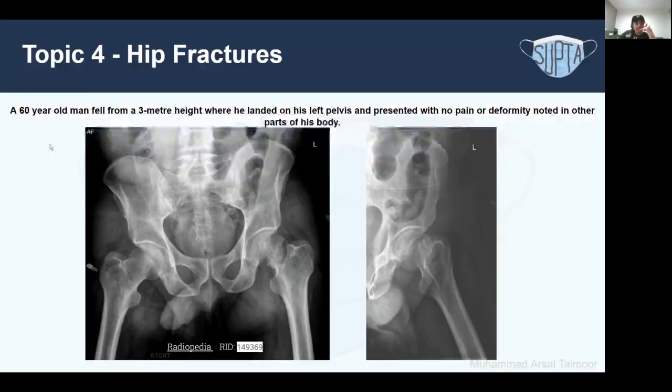So a 60-year-old man fell from a 3-meter height where he landed on his left pelvis and presented with pain, no deformity noted in other parts of his body. So here's an X-ray I took from Radiopaedia, which shows the hip, and it's an anterior view, right? So this is a lateral view. Just take a minute to think where that fracture is. You're probably not able to message, but just think about where the fracture is and try to describe the fracture.